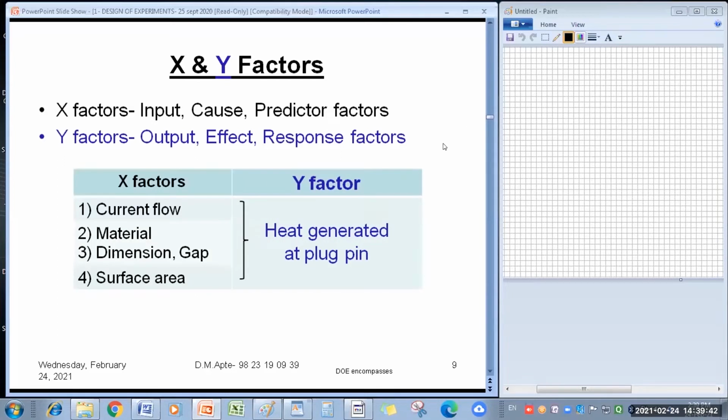Now look here, I have given another example of X factors and a Y factor. This example was done in a company called Emerson. We did our implementation there. So in the example, there is heat generated at a plug pin. This factor on the Y side we had considered. We wanted to control this, or rather monitor this. So we identified X factors. We control these X factors, then we could monitor this particular Y factor.